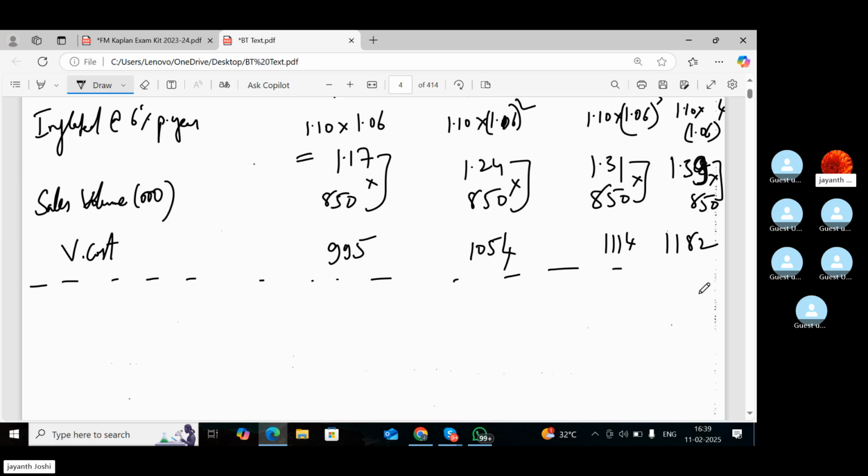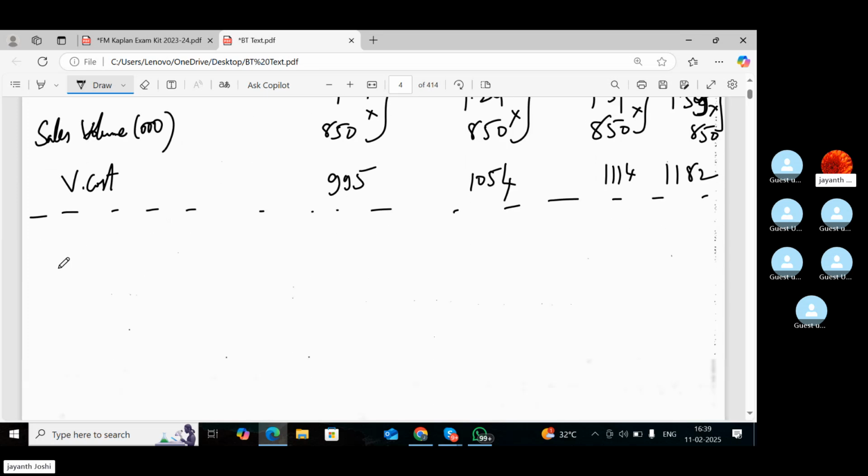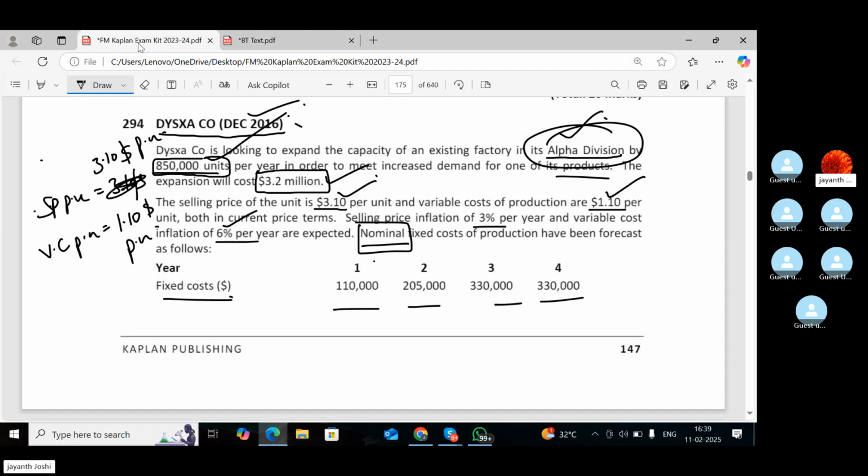Now the next calculation is regarding the tax allowable depreciation. To calculate the tax allowable depreciation, we need to first find out the depreciation amounts. Okay. So for that reason, what we need to do, where is the asset?